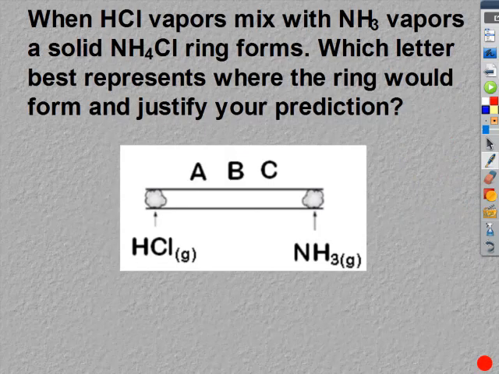And finally, when HCl vapors mix with ammonia vapors, a solid ammonium chloride ring forms. What letter would best represent where the ring would form? Justify your prediction. So go ahead and pause the video and figure out where that would form.